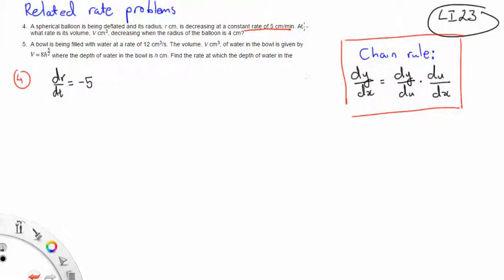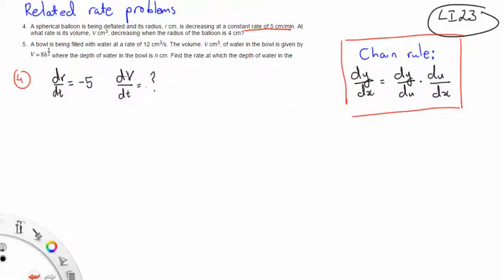Let's see, what's it looking for? At what rate is its volume decreasing when the radius is 4 centimeters? So it wants to know the rate at which volume is changing. So it wants to know how the volume is changing, or dV, with respect to time. So we don't know this. We know this. Now here's the thing. We need to use the chain rule formula to relate these rates. In other words, we need to use the chain rule to figure out this.